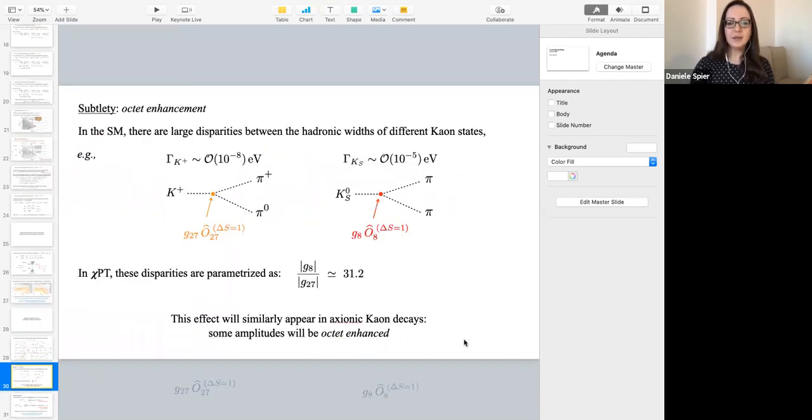Okay, but I hope this discussion is about octet enhancement in Kaon decays that has nothing to do with CP violation. Yes, it's just the fact that K short is much broader than K plus, and chiral perturbation theory doesn't explain this. It just parametrizes by saying the coefficient of this octet operator is much larger than the coefficient of this 27-plet operator. It used to be called delta I equal 1/2. That's right. Yes, I think it's still called that. But because I'm including the eta and the eta prime, I like to think of these in chiral SU3, as opposed to chiral SU2.